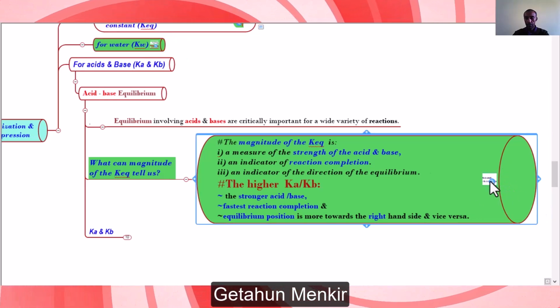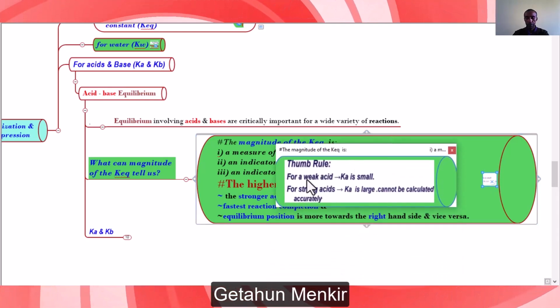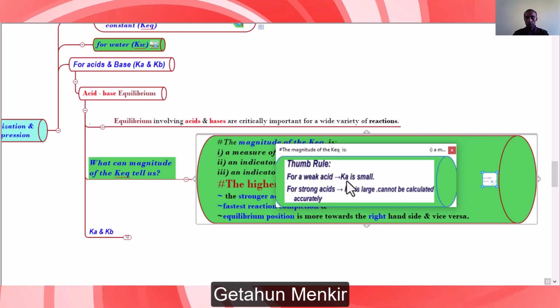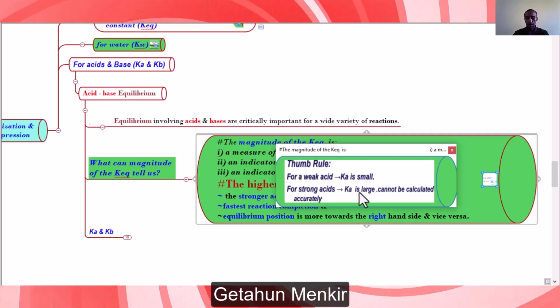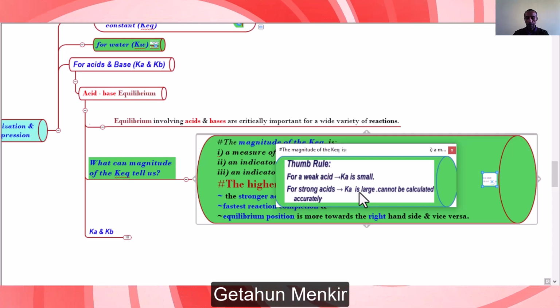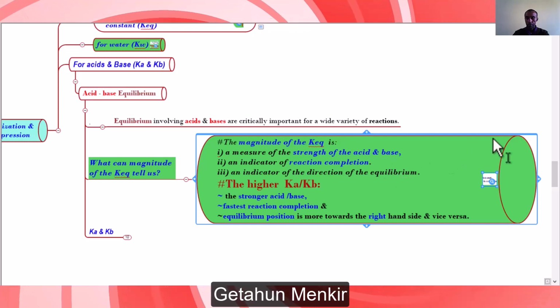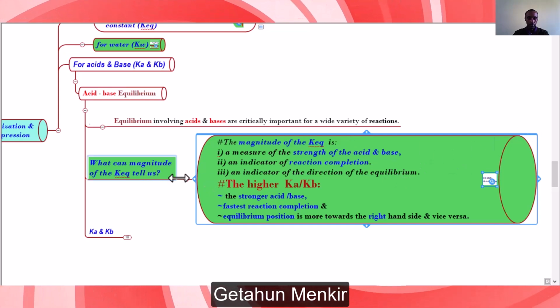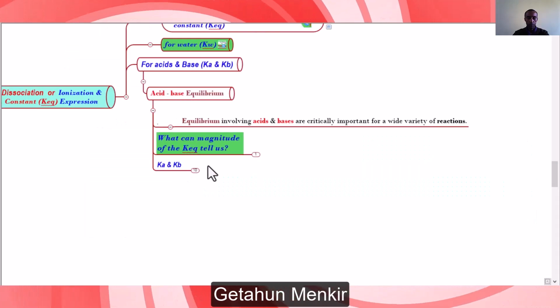Generally, as a ground rule or rule of thumb, you can say that for weak acids, we have a small equilibrium constant, and for strong acids, we have a large equilibrium constant. You can interpret this for bases similarly, and this is what the magnitude of the equilibrium constant tells us.